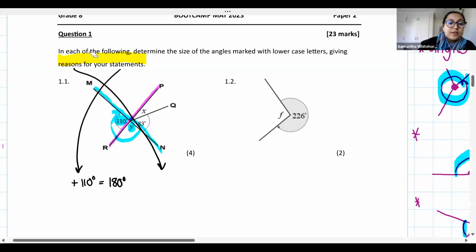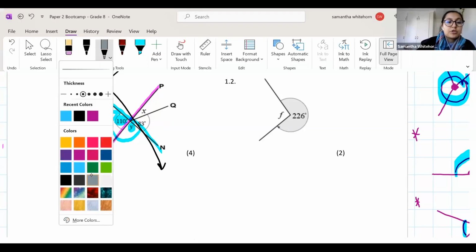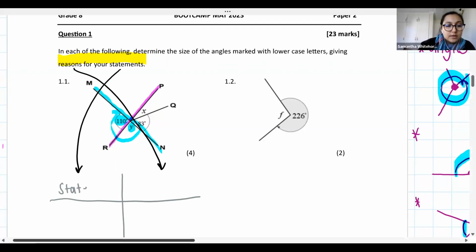reason. Now, if you are someone who forgets to give reasons, which some of us do, especially when we start out with geometry, what I suggest you do in your exam is you split your answering space in 2. You've got a space for your statement, and then you've also got a space for your reason. And hopefully if you set your page out like this, because you've got reason right there, you're not going to forget to give your reason.